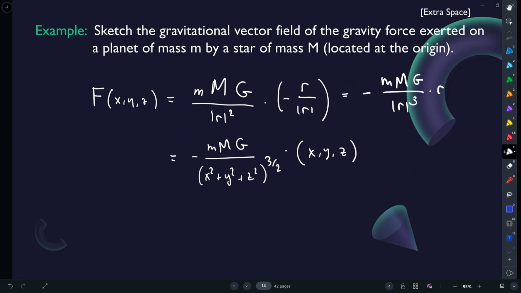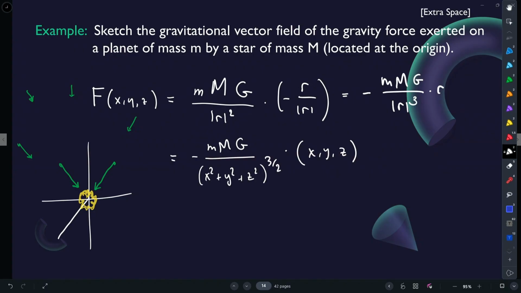And what does it look like? Again, in 3D, this is where the sun is, burning hot. And then everywhere there is a vector. And if you're closer, it's a larger gravitational force. And if you're farther away, it's less.